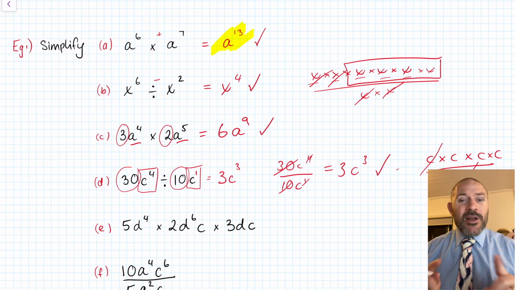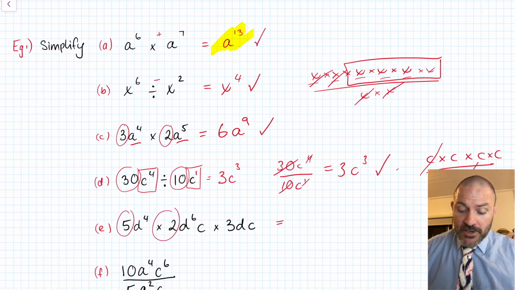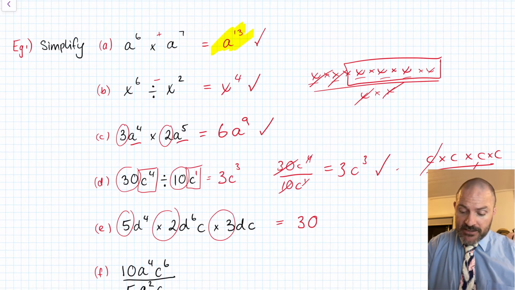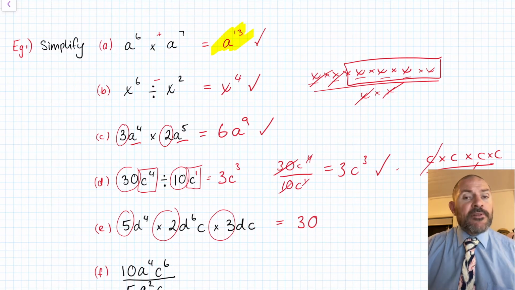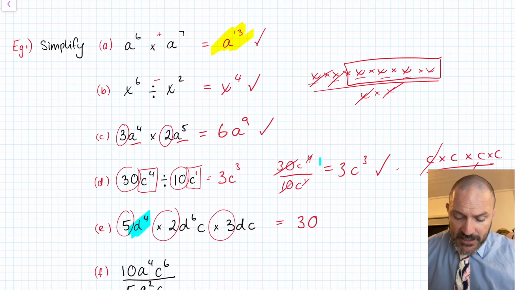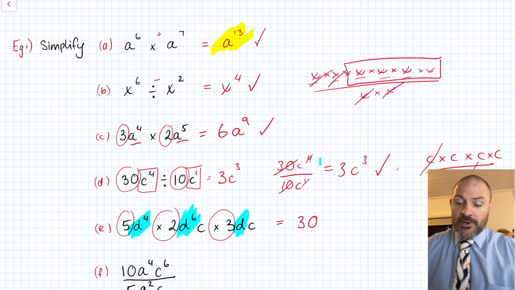E and F, slightly harder, hopefully not too much harder. Okay, multiplication. 5 times 2 is 10. 10 times 3 is 30. Beautiful. Dealt with my numbers. Let's now deal with letters. We have a few different letters here, don't we? We don't just have the same one. So in this instance, we have d to the power of 4, another d over here, and a d to the power of 6. I've got 3 different d's being multiplied together.